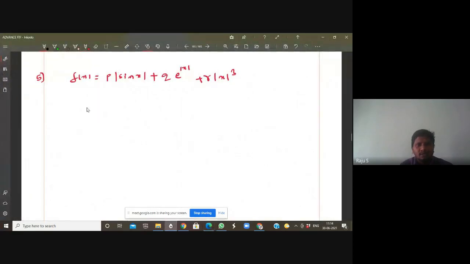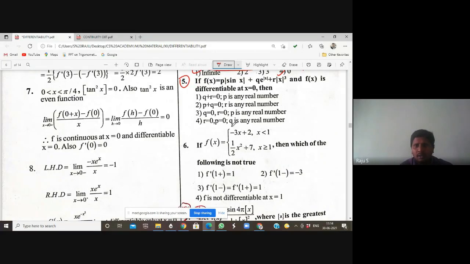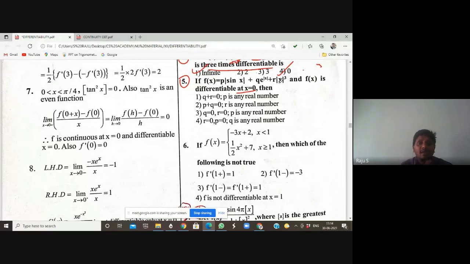Okay, students, right now see what is the question they are asking here. Differentiable at x is equal to 0. Now again the same cases. Here sin x will be there.